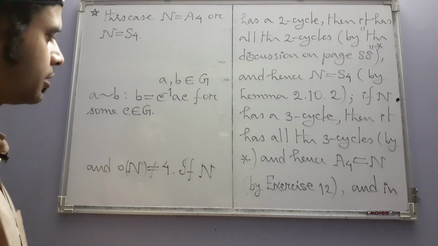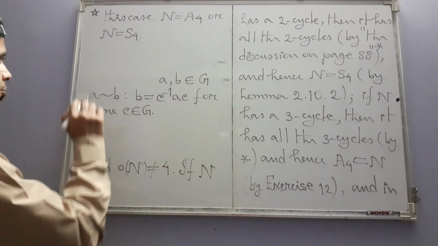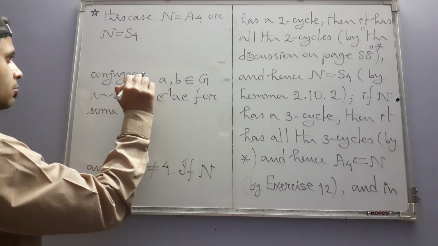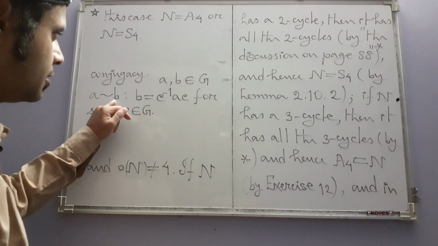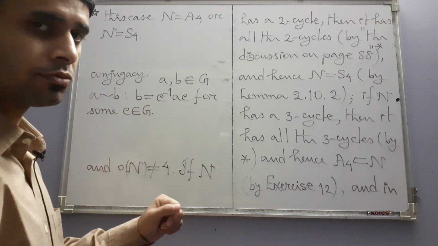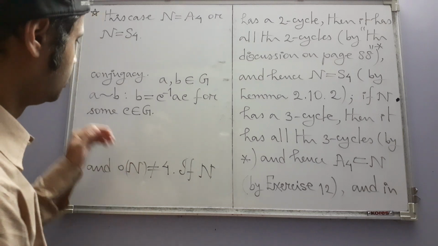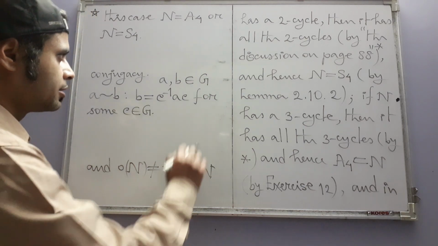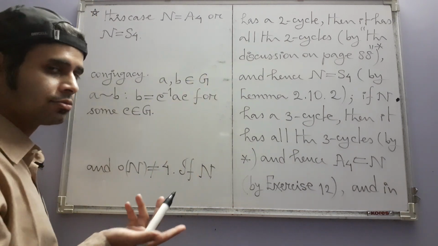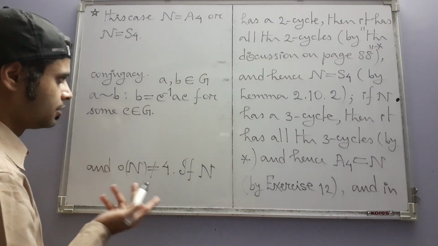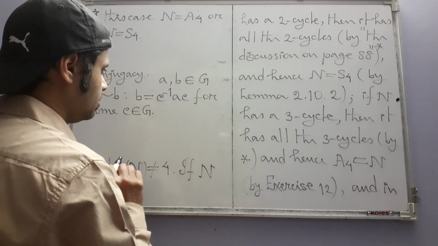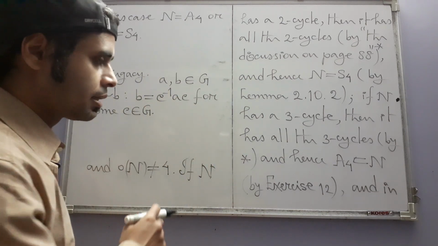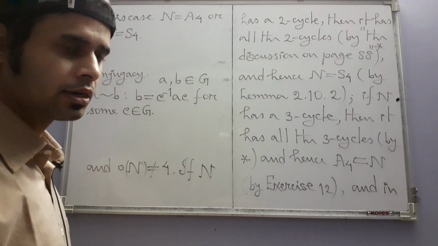This relation has a name. It's called conjugacy. Two elements related by this relation are called conjugates of each other. It turns out that this is an equivalence relation, so it will partition the group into disjoint equivalence classes. We already know these things about any equivalence relation. The equivalence classes in this case are called conjugate classes or conjugacy classes.